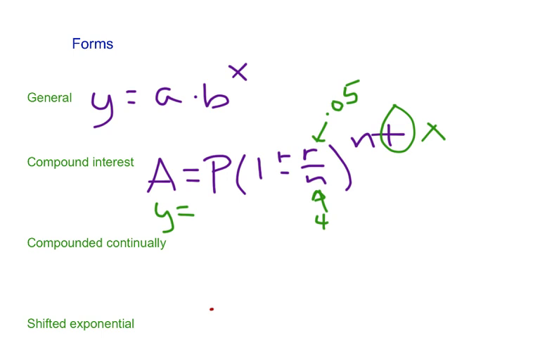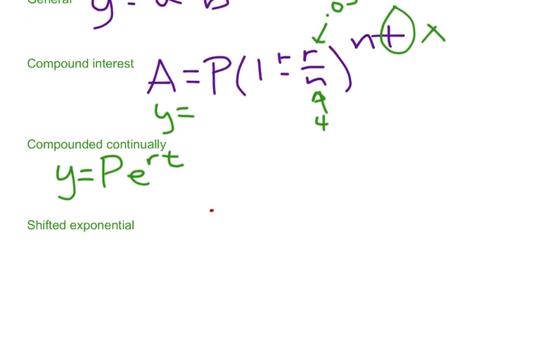Compounded continually, this is called the PERT formula. Again, it's y equals P, and now e is a number actually. It's a specific base, and it works for compounded continuously. You won't need to know why unless you're taking calculus, and you really don't need to know then, but it shows up why it's e. And then shifted exponentially.